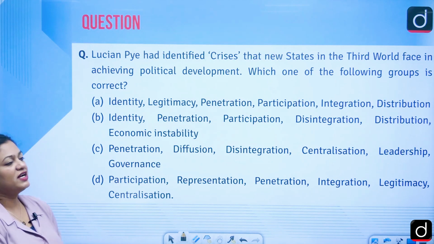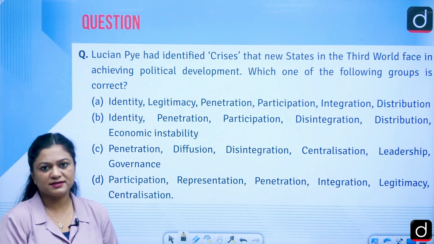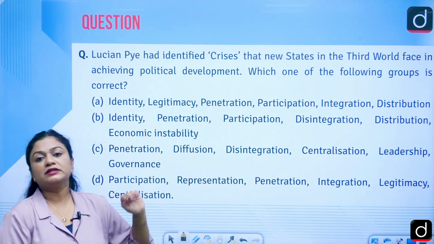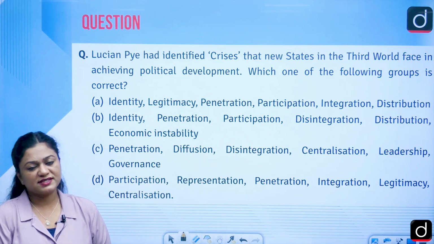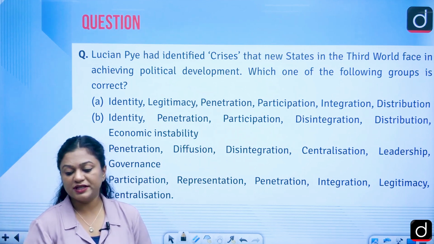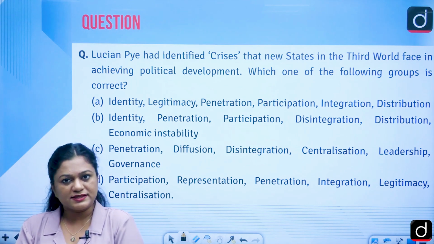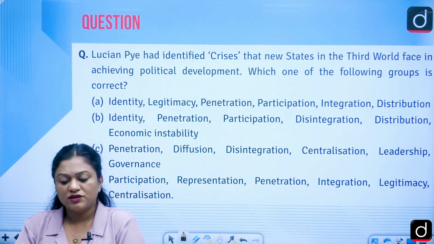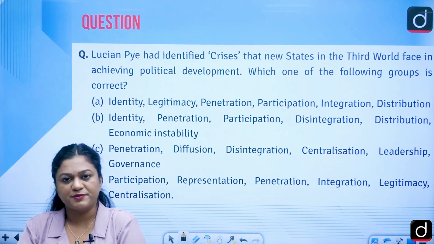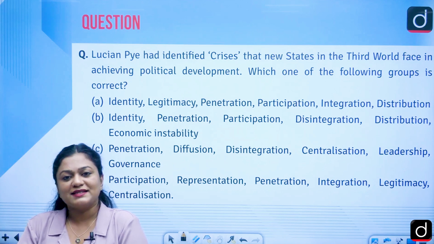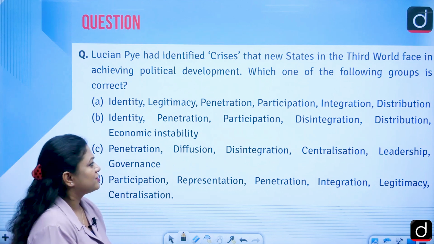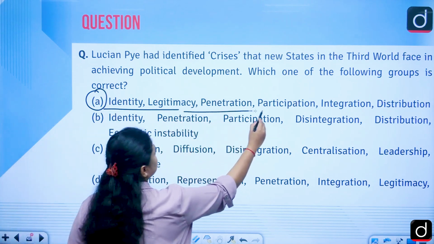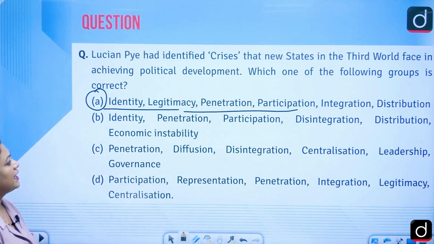Lucian Pye identified crises faced by the new states in third world countries. You can find some jumbled up words here, but Lucian Pye identified six crises faced by these newly decolonized countries. First is identity, second is legitimacy, third is penetration, fourth is participation, fifth is integration, and sixth is distribution. So here the answer is A: identity, legitimacy, penetration, participation, integration, and distribution.